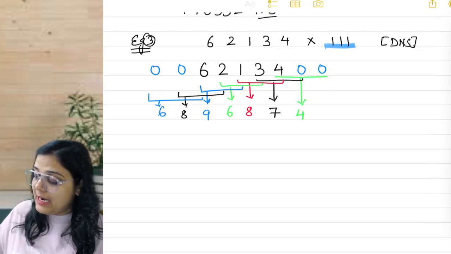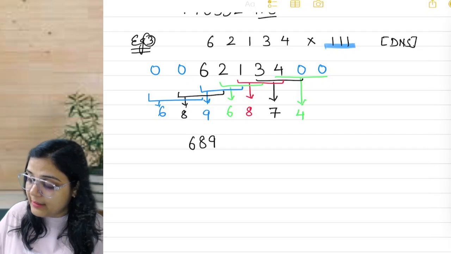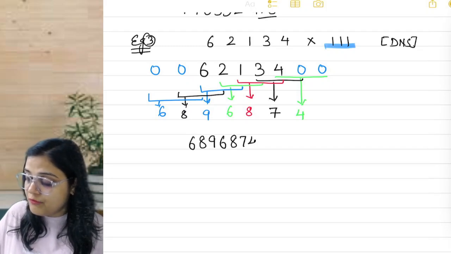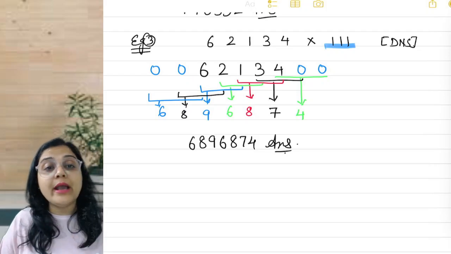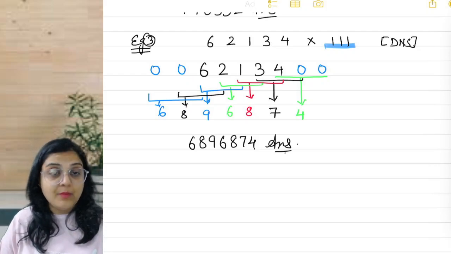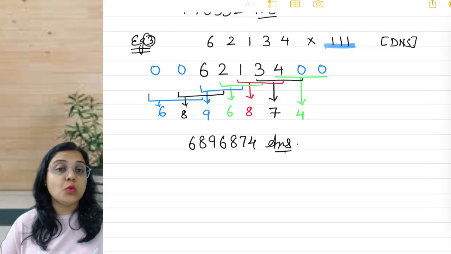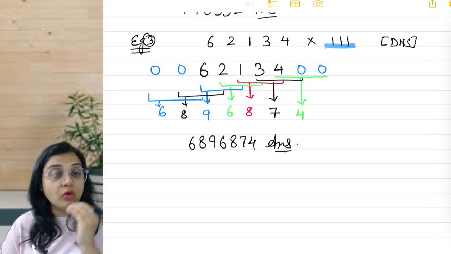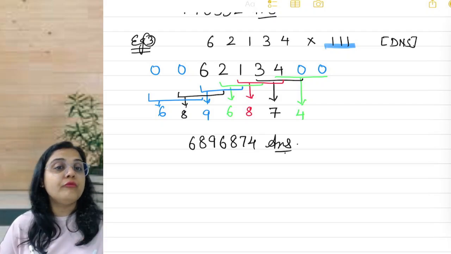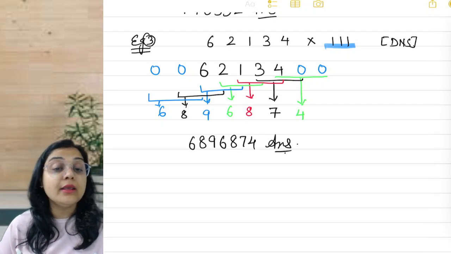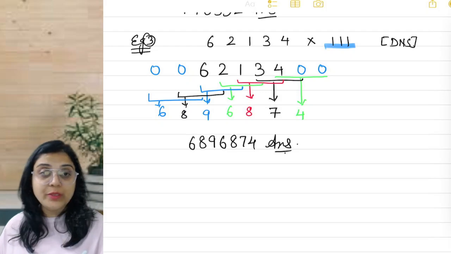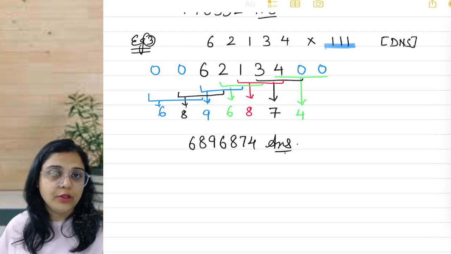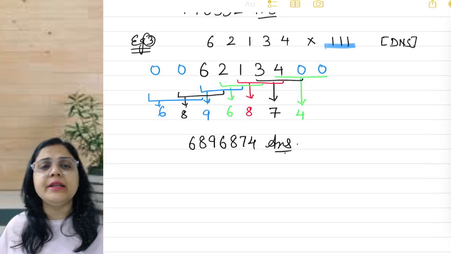So I can say that my answer is 6896874. And see, I am explaining it to you, that is why I am taking much time. But when we'll practice doing these questions, when you do it on your own, at your own comfort level, you will see that you are taking even much less time, right? So let's do example number 4, in which I'll try to include some carry portions as well. Okay, let's increase the difficulty level a bit.